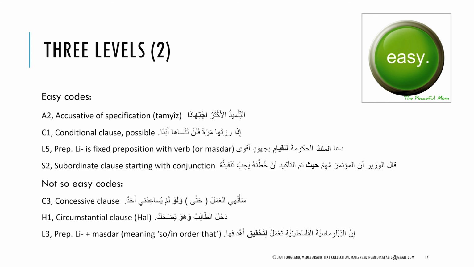There's a second category of not so easy codes. There's C3, a concessive clause. That's always with walau and maybe with hatta walau. So the sentence as an example, and you can find it in the document with all the examples: سأنهي العمل حتى ولو لم يساعدني أحد. A circumstantial clause or the hal sentence is also a code of category 2, which means not so easy. دخل طالب وهو يضحك. And L3 is also of the same category. L3 means li plus a masdar. إن دبلوماسية الفلسطينية تعمل لتحقيق أهدافها. لتحقيق, to realize.